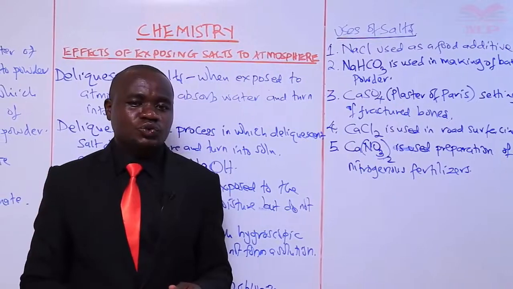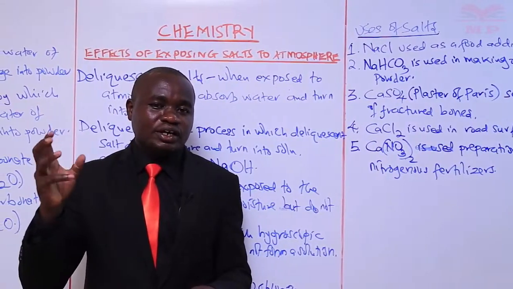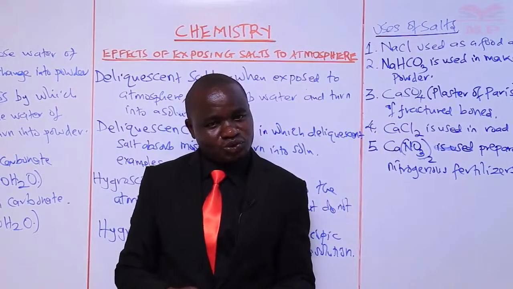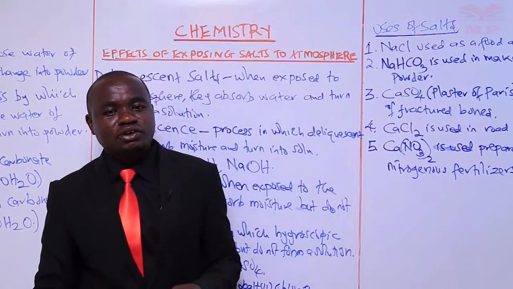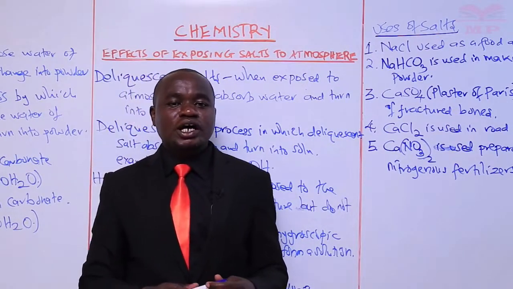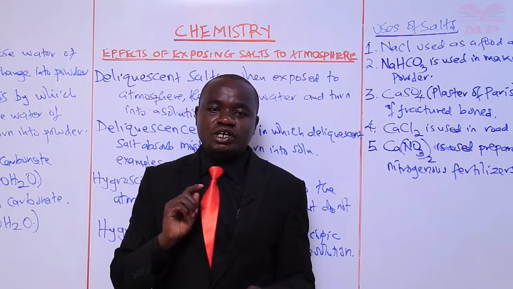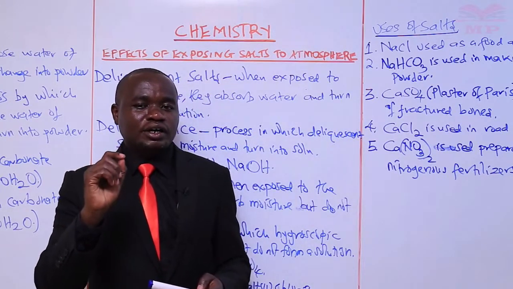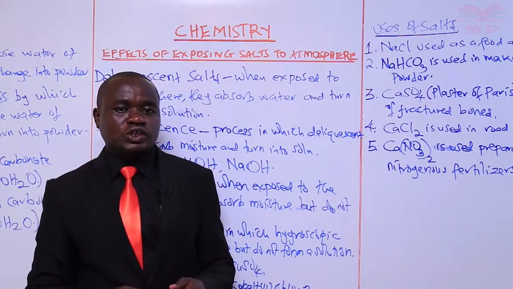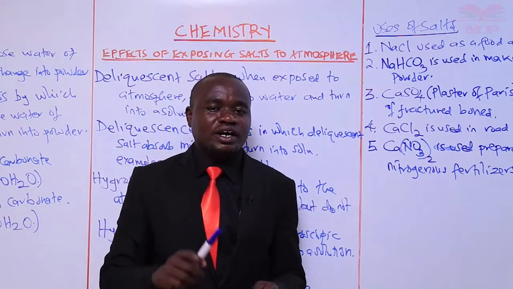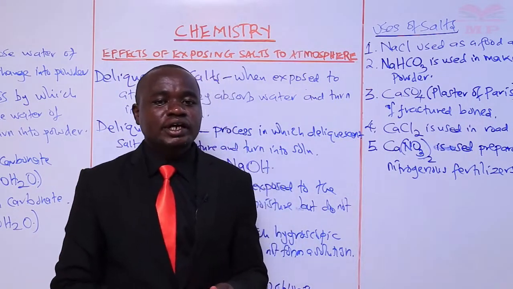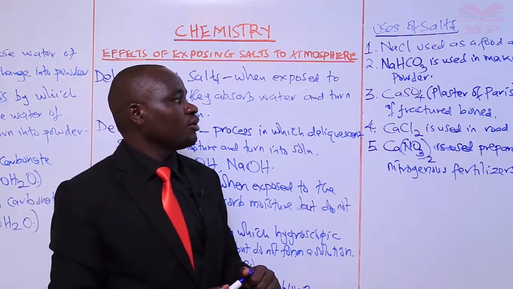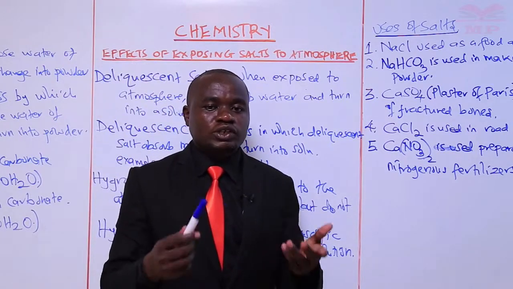Then we have those which, when exposed to the atmosphere, absorb moisture but do not form a solution. Such type of salts are called hygroscopic salts. And then lastly, we have some salts which, when exposed to the atmosphere, lose water of crystallization and form powder. Such type of salts are called efflorescent salts. Then we have just looked at uses of some salts.